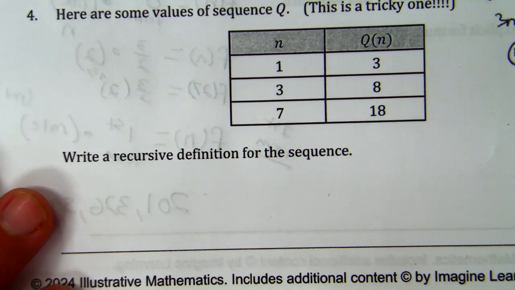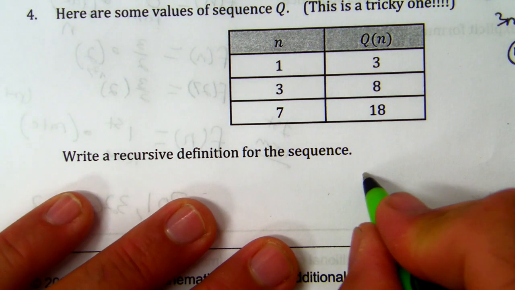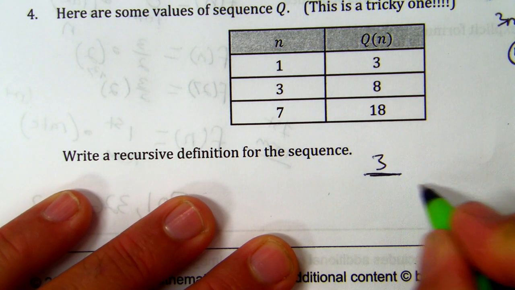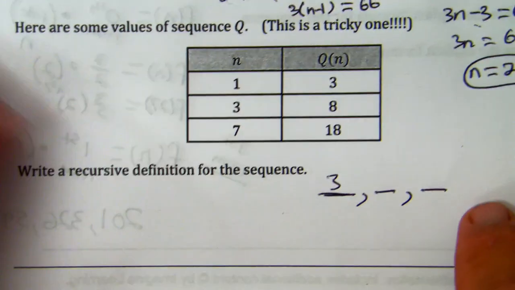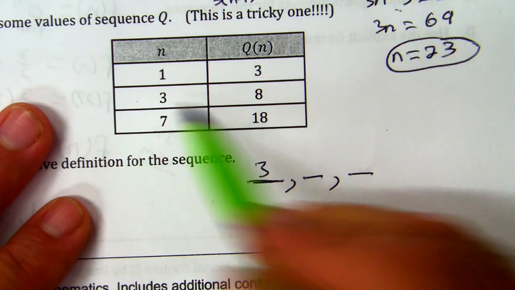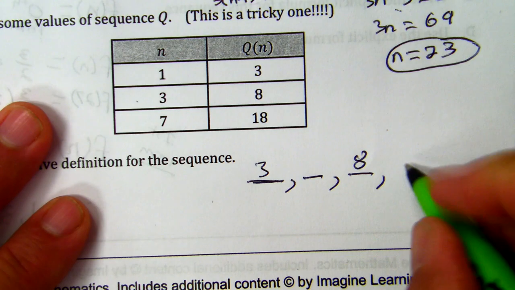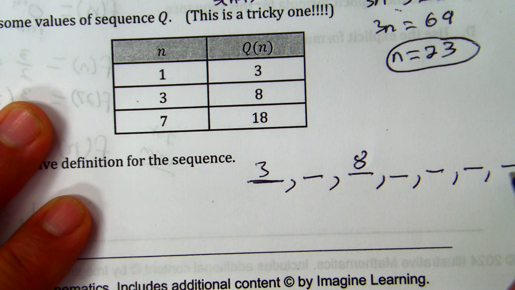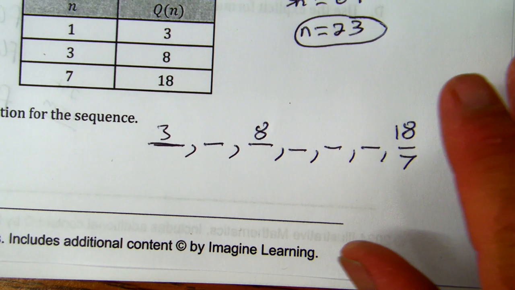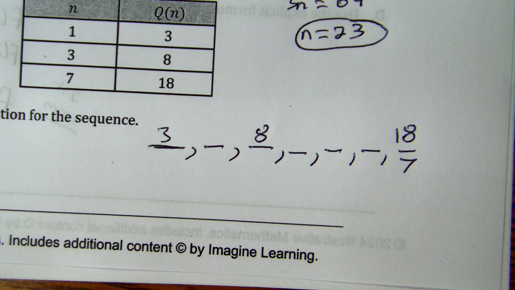Okay? And I don't know if that'll throw you off or not, but I'm just going to say, okay, the first term was 3. I don't know the second term. I do know the third term, though. What is the third term? It's 8. I don't know the 4th term. I don't know the 5th term. I don't know the 6th term. But I know the 7th term is 18. Okay. So now the question is, are we multiplying? Are we adding? What are we doing here?